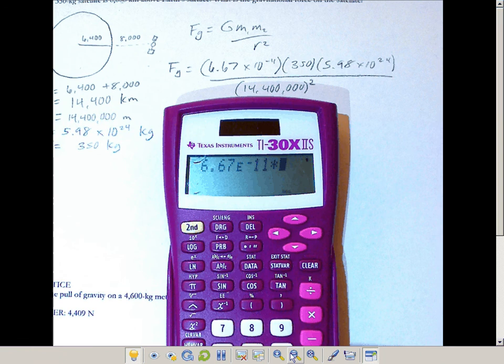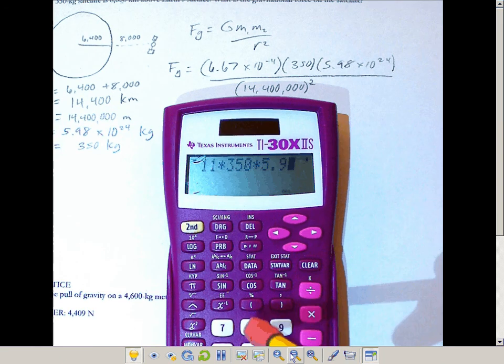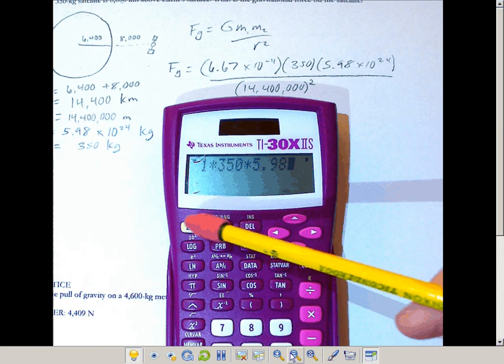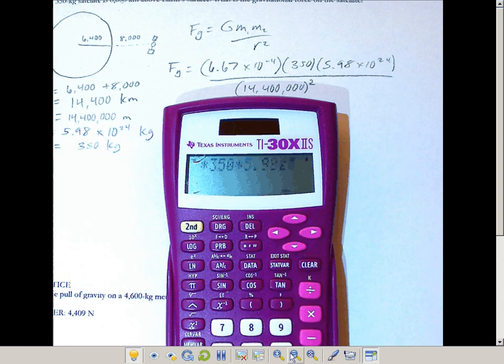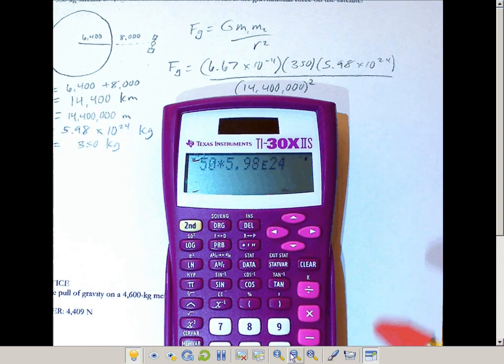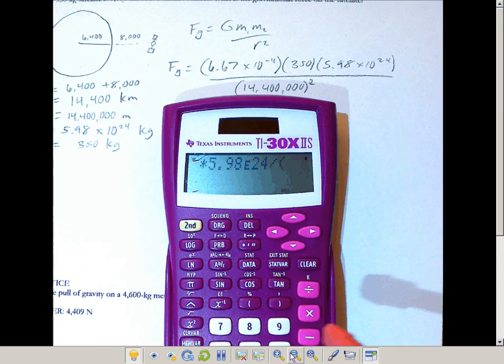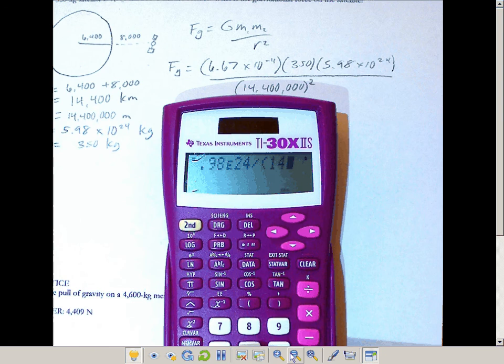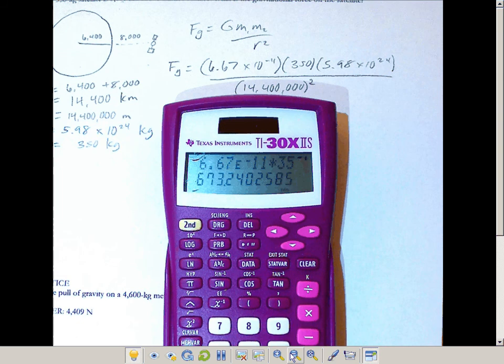Times 350 times 5.98. Again, I'm going to do second function double E, 24. Then I'm going to divide by, in parentheses, that number squared, 14,400,000 squared. Close parentheses, enter, and my answer is 673 newtons.